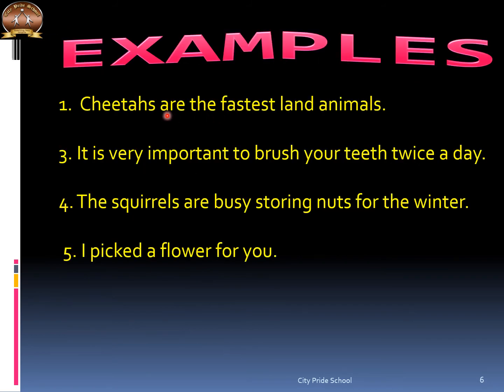Now, examples of independent clause are: Cheetahs are the fastest land animals. Cheetahs is the subject, are is the finite verb. It is very important to brush your teeth twice a day. It is the subject, is a finite verb. The squirrels are busy storing nuts for the winter. The squirrels is the subject, are is the finite verb. I picked a flower for you. I is the subject and picked is the finite verb.